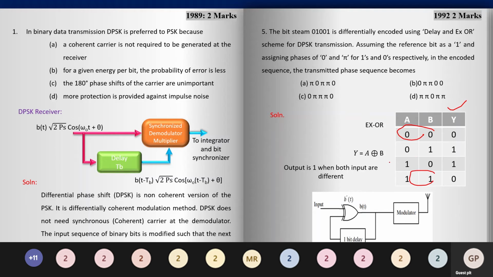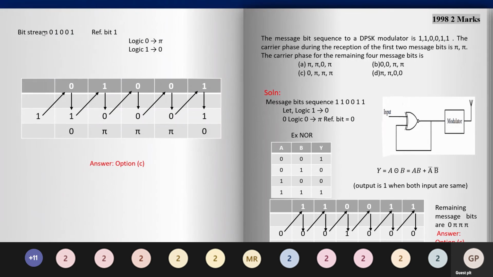The logic operation is Y equals A XOR B. So this is the constructed diagram. As you can see, here we have the input data that is given in the question. This is the bit stream that we're going to enter one by one, delay it, then perform XOR, and after that see the phase of those XORed outputs. Remember, the reference bit is also given as 1. Here logic 0 means pi, logic 1 means 0 phase. As you can see, we got the data.